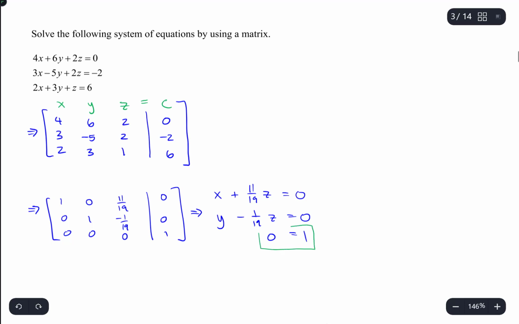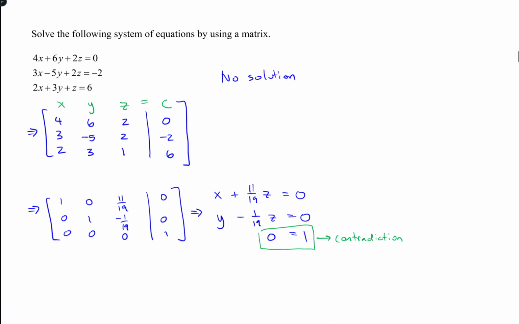So this part right here, that is a contradiction. Whenever you notice that this contradiction exists, what that tells you is that there's just no solution to this system. So you don't have to parameterize or do anything else. Once you see that contradiction, you can state that the system has no solution.